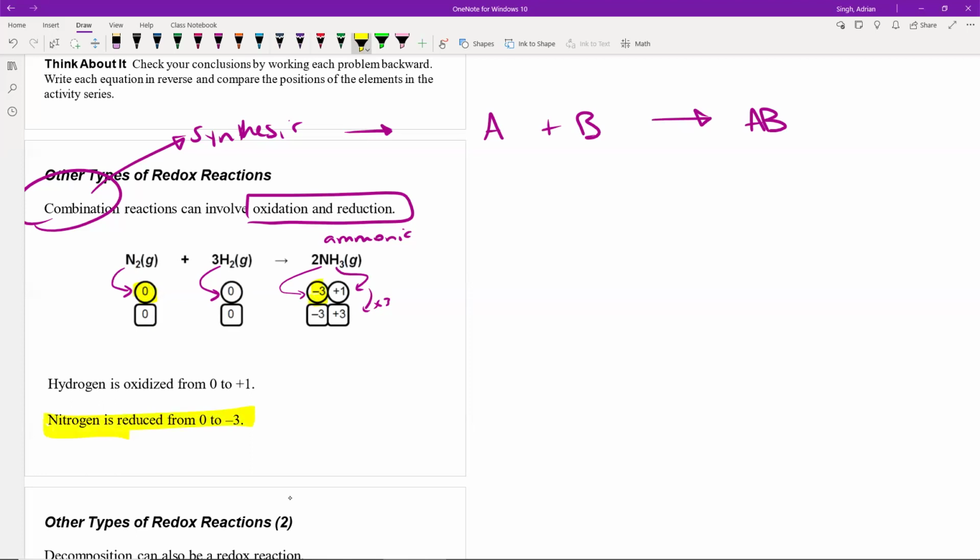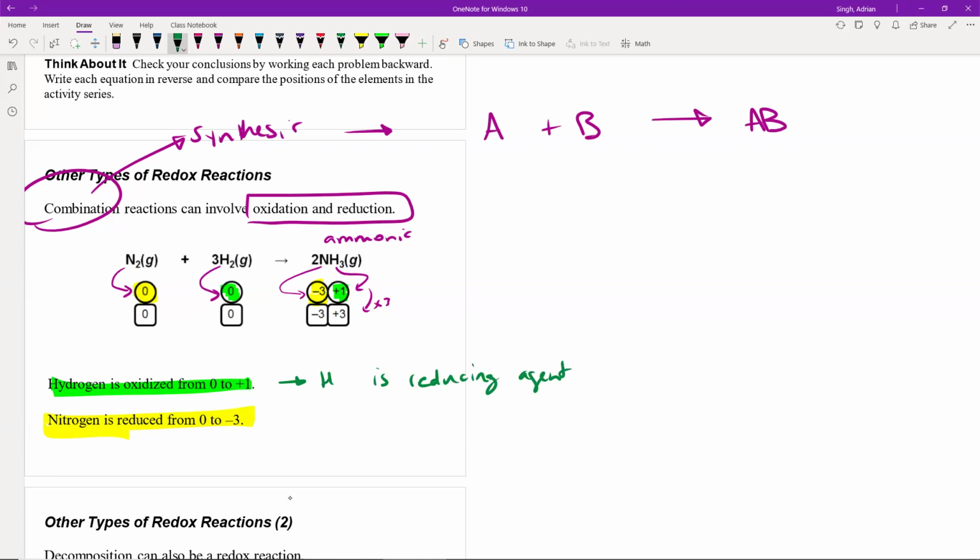And again, by default, that means the hydrogen has to undergo oxidation, right? So it goes from 0 to +1. And what we can also say, though it doesn't say it in this question, we can add this in: if the hydrogen is being oxidized, that means the H is the reducing agent.